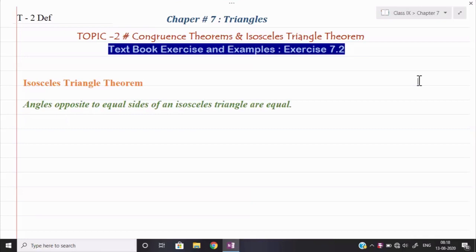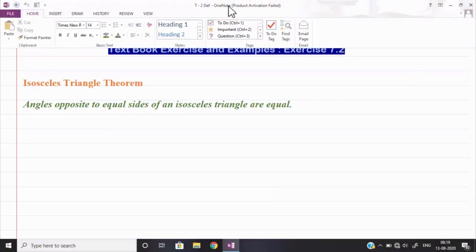Before that we need to see the two theorems over here. First is called the isosceles triangle theorem. The theorem statement is: angles opposite to equal sides of an isosceles triangle are equal. Suppose we are given an isosceles triangle. I will explain with the help of one figure.